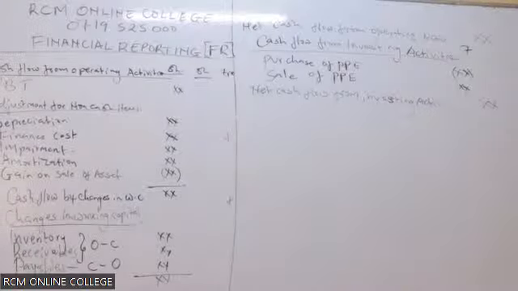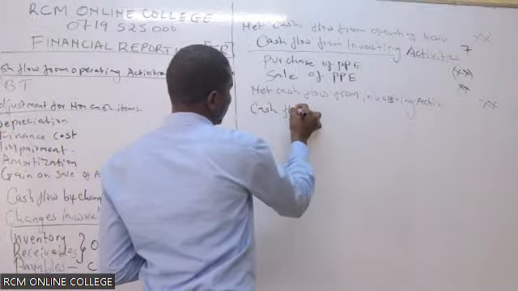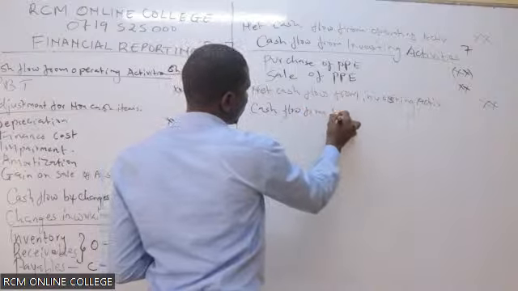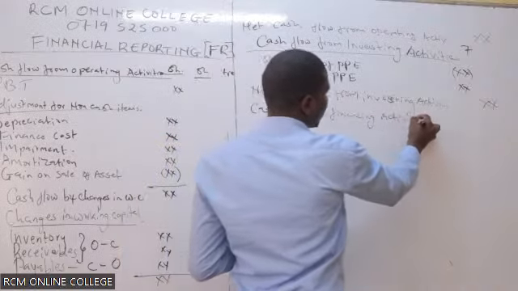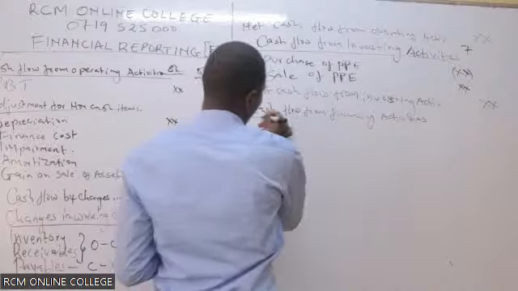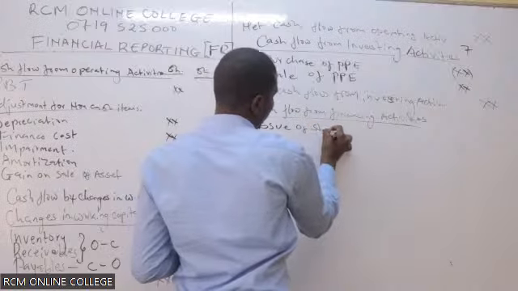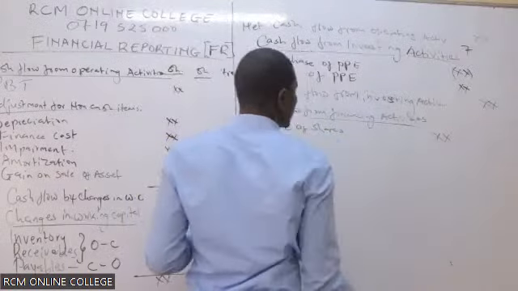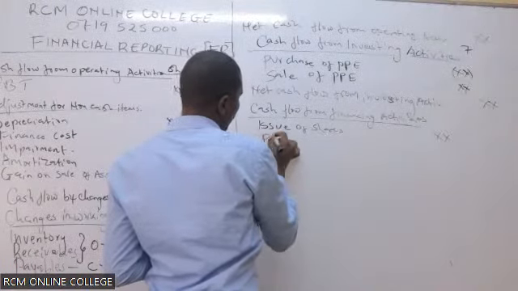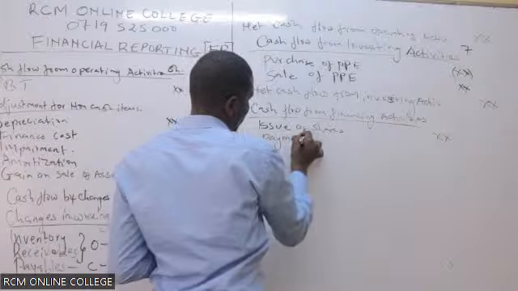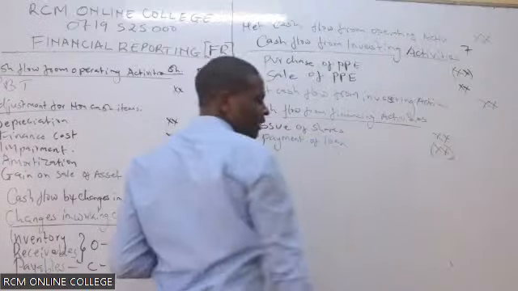Haya, then unakuja unapata financing, cash flow from financing activities. Under this unaweza kuwa na issue of shares. Unaweka kwa column ya kwanza. When you issue share, pesa inaingia. Payment of loan paid. Ukilipa loan, pesa inatoka, inapungua.